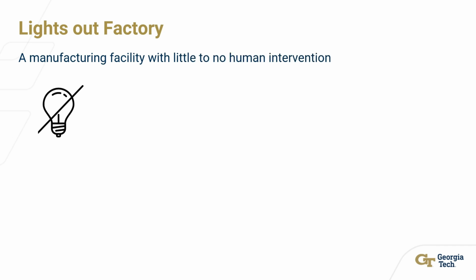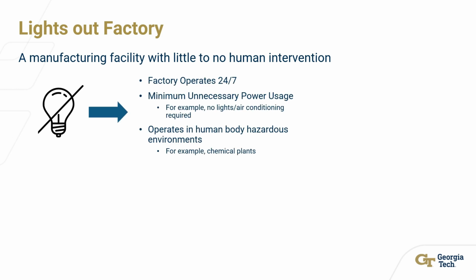Lights-out factories refers specifically to a manufacturing facility with little to no human intervention. The wording of lights out refers to the idea that factories may be operating 24/7, using minimal power, and finally able to operate in environments where it is hazardous to human bodies, such as chemical plants.